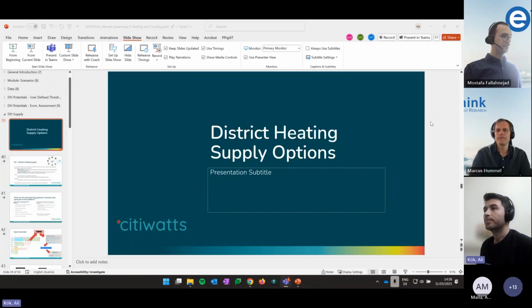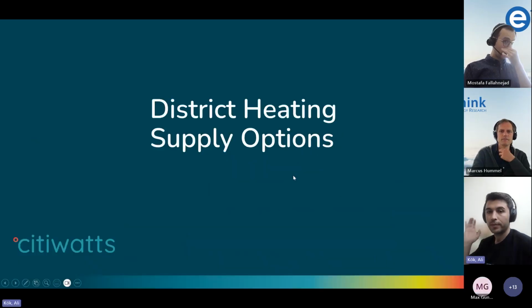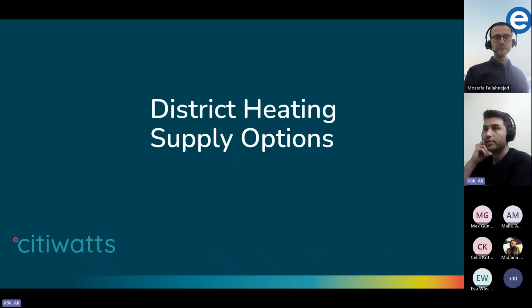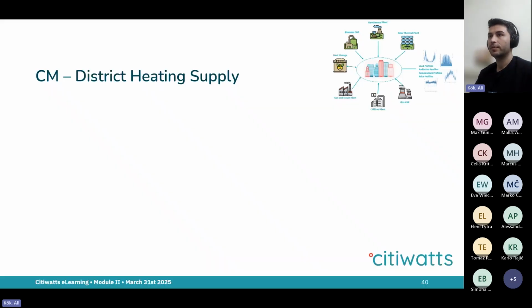So let's start the presentation mode. Until now, most of us presented the tools, the calculation modules we have for the district heating grid side. So how to distribute the heat and how to define the district heating demand. Now I will talk about the district heating supply CM, where we look into the options of how to generate this heat that we would like to provide with the grid.